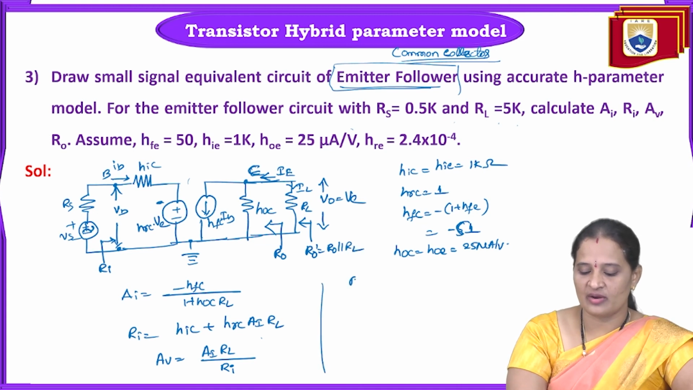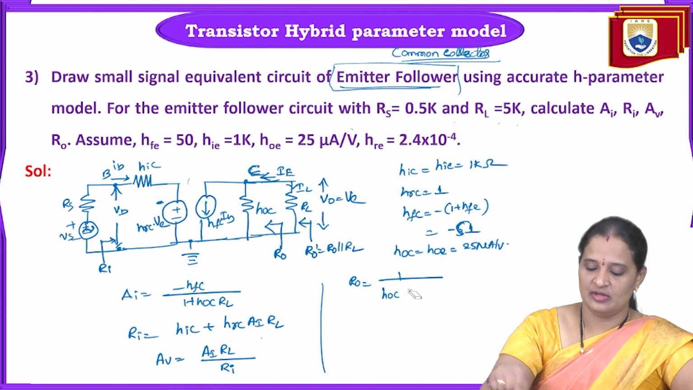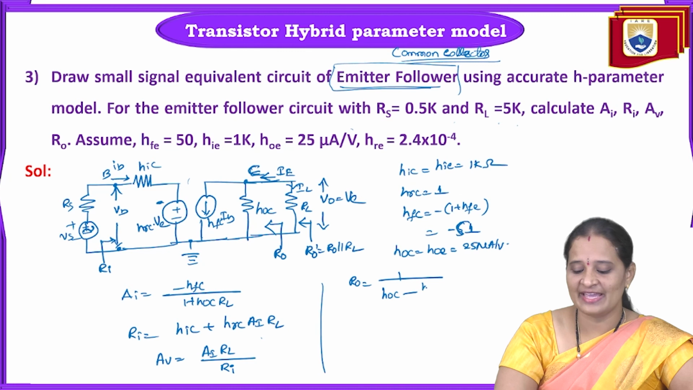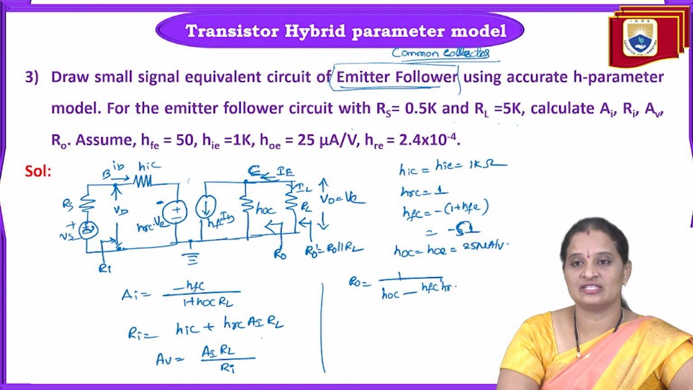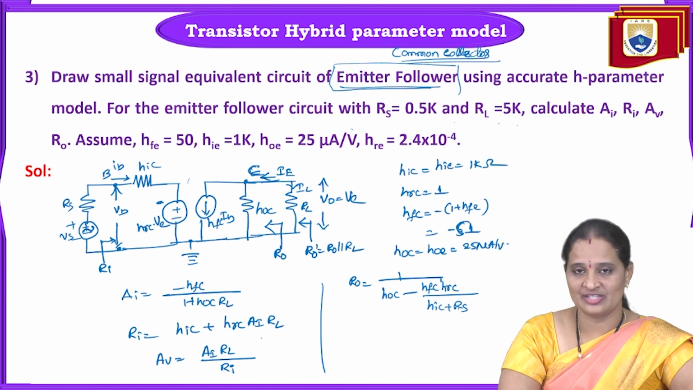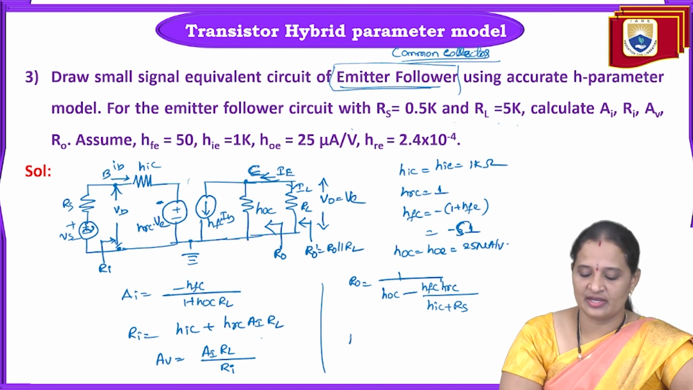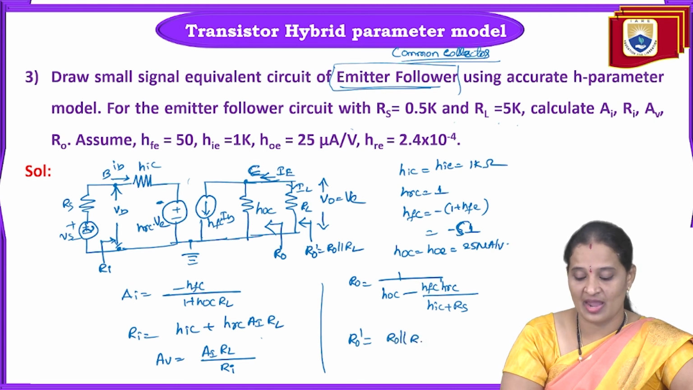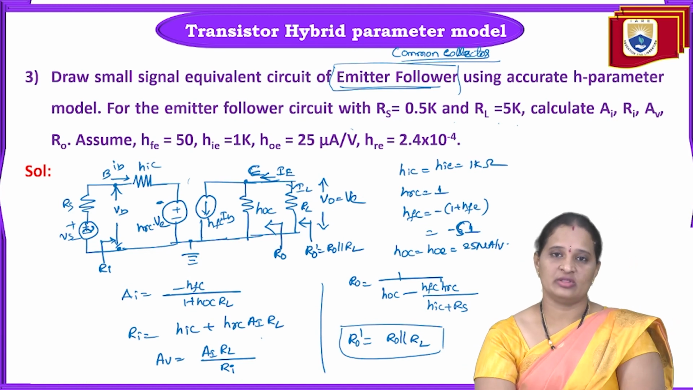Now what is the formula for R0? We know that 1 by R0 equals HOC minus HFC into HRC divided by HIC plus RS. Actually we used to write RS dash, but we don't have any other element, so simply we need to write RS. Once it is calculated, you can calculate the overall output impedance R0 dash, which is calculated as R0 in parallel with RL. So these are all the formulas. Just substitute all the values and you can calculate all these parameters.